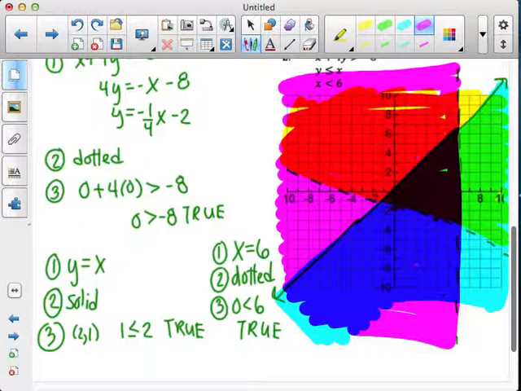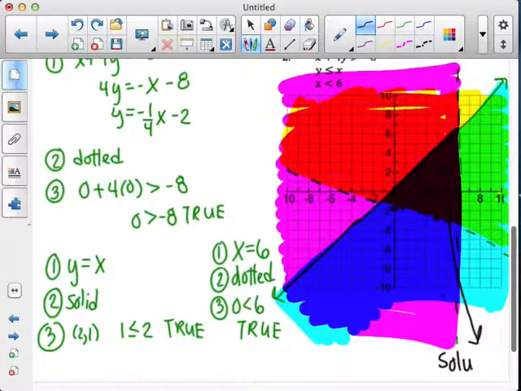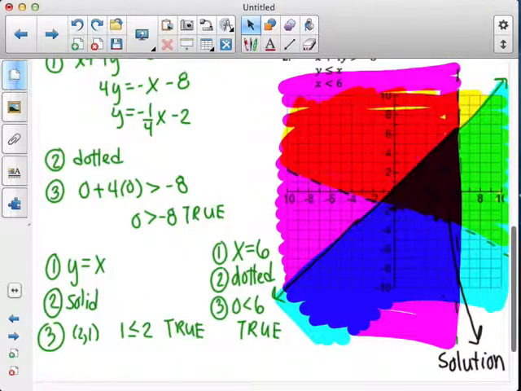Now, where do all 3 areas overlap? Well, to the left is pink, above was yellow, below was green. So this solution set, it just so happens that it already kind of filled it in black for me. This area is your solution. This triangle here in the middle, that's where all of them have overlapped. Okay? So hopefully that helps, and go ahead and get started on your homework.